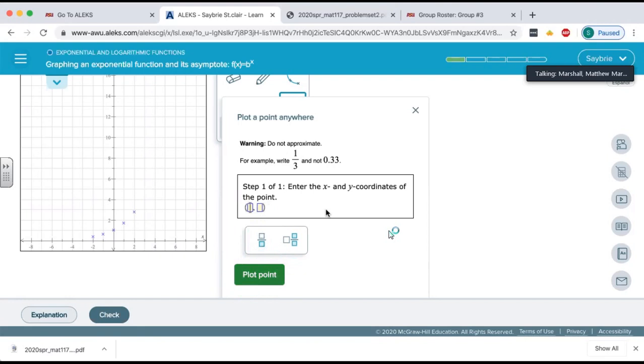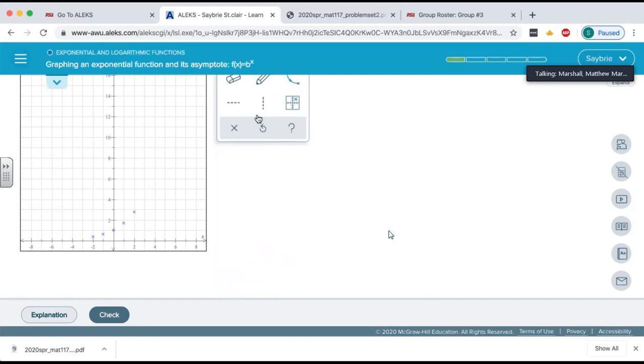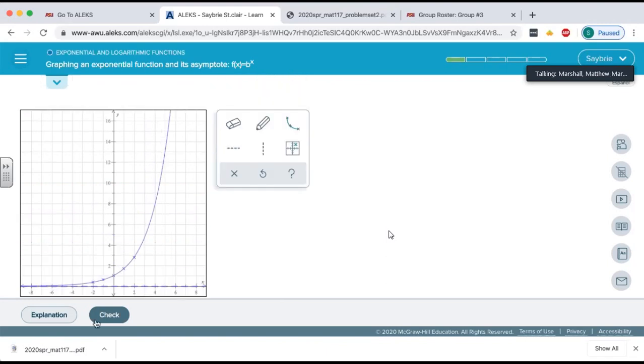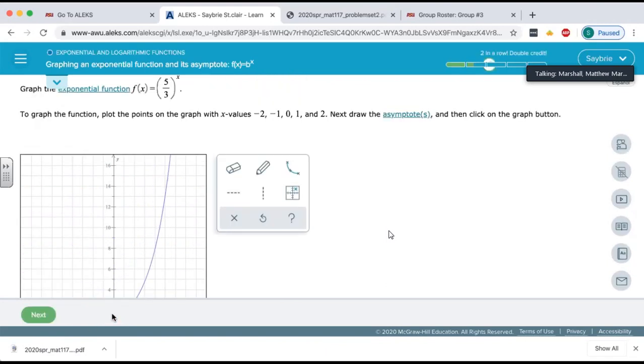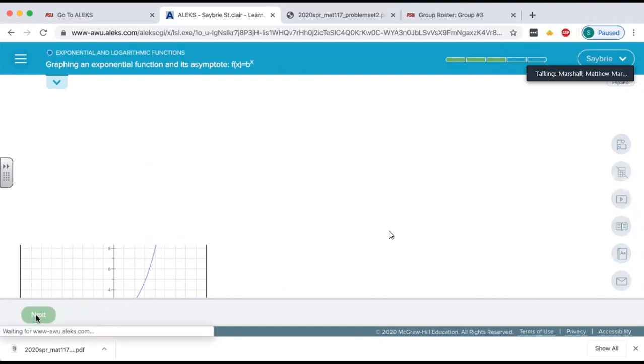And then it looks like the asymptote again is that 0, the x-axis. There you go. Plot that. That should be good. One more. It's lunchtime.